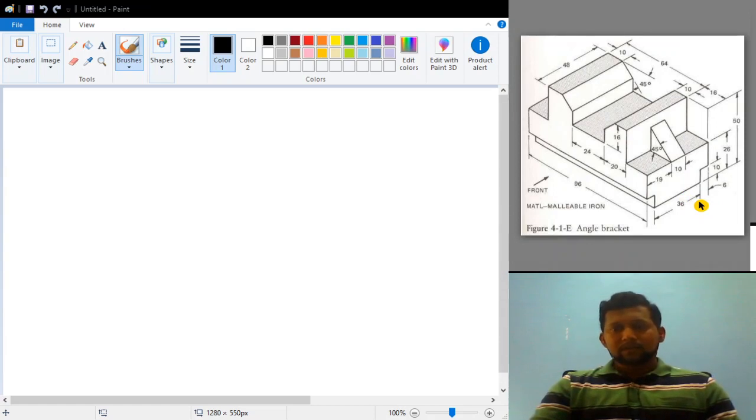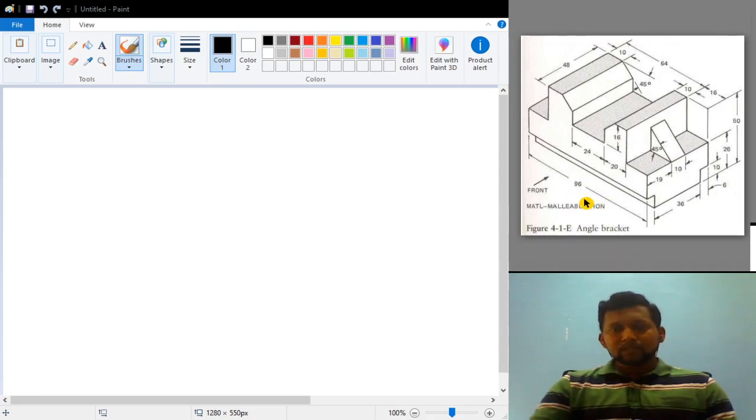Okay, in the last figure we have seen that the front view is this end and the left side view is this end, so we have drawn the left side view on the right hand side. So here in this problem the front view is here, and this should be your right side view. Whatever you are able to see from the right hand, that should be drawn on the left hand side of the front view.